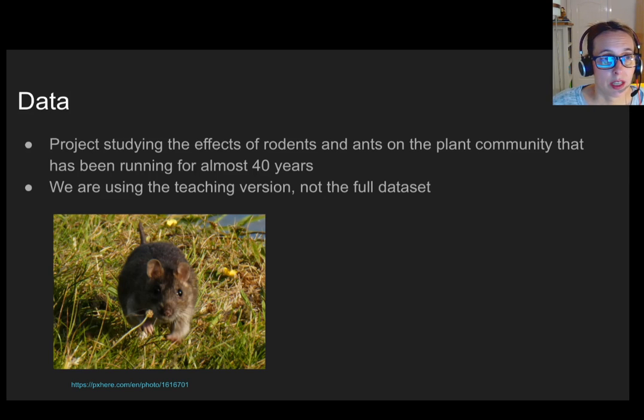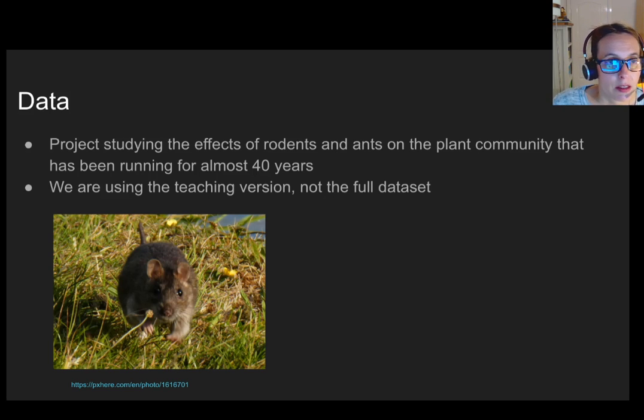As far as the data used in this lesson, it comes from a project observing a small mammal community in southern Arizona, the US. This is part of a project studying the effects of rodents and ants on the plant community that has been running for almost 40 years. The rodents are sampled on a series of 24 plots with different experimental manipulations controlling which rodents are allowed to access which plots. So this is a real data set that has been used in over 100 publications.